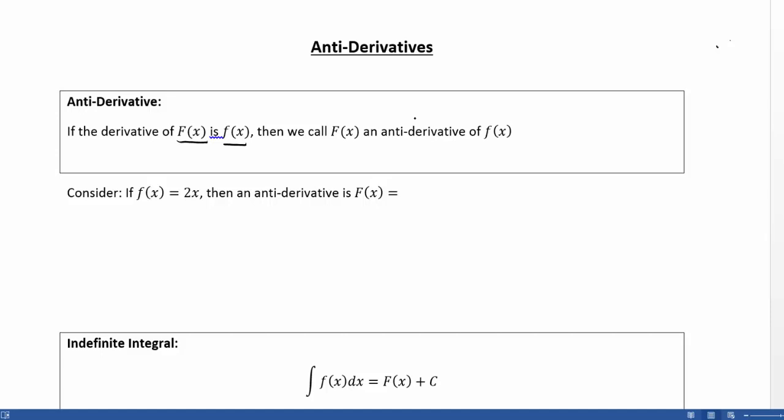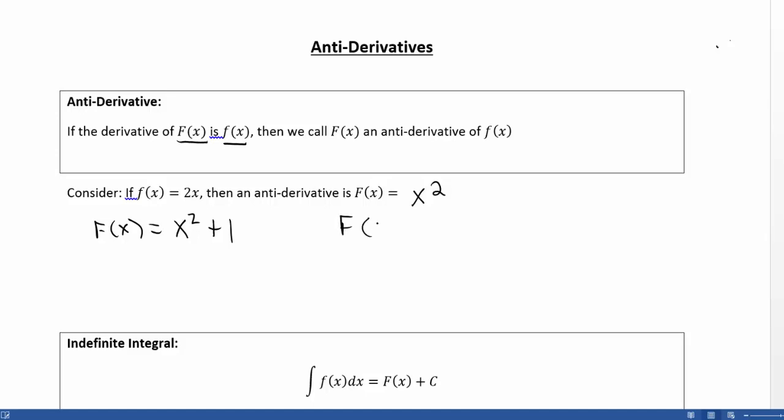For example, if little f of x equals 2x, then an antiderivative is going to be what? Well, we're trying to answer the question, what has a derivative of 2x? If we think through the functions we've looked through, we might say that an antiderivative is x squared, because if you take the derivative of x squared, you get 2x. However, you could also have said x squared plus 1, because if you were to take the derivative of that, you would get 2x. Because the 1 is a constant, it would go to 0.